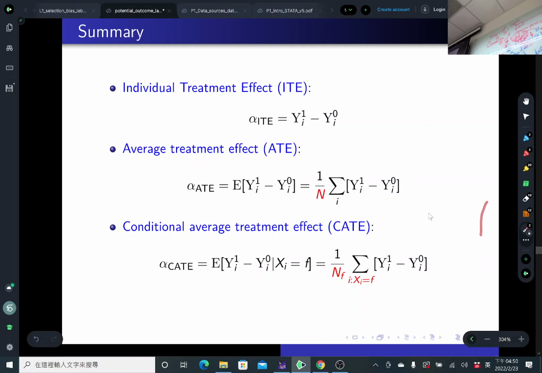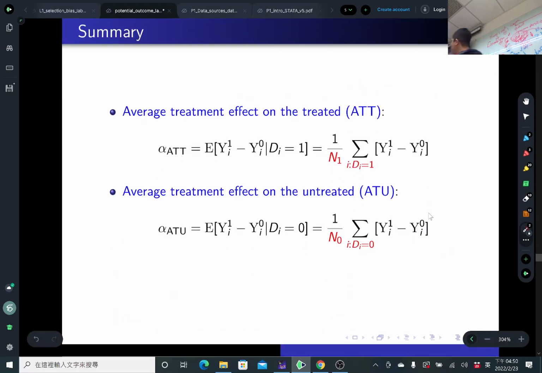And this is for the whole population. We want to know on average their potential outcome if they get a treatment, and on average, if they do not get a treatment, what's the potential outcome. Compare these together. But sometimes you may want to focus on a specific subgroup, for example, the females. Then you just compare the females' average potential outcome with treatment to the average outcome without the treatment.